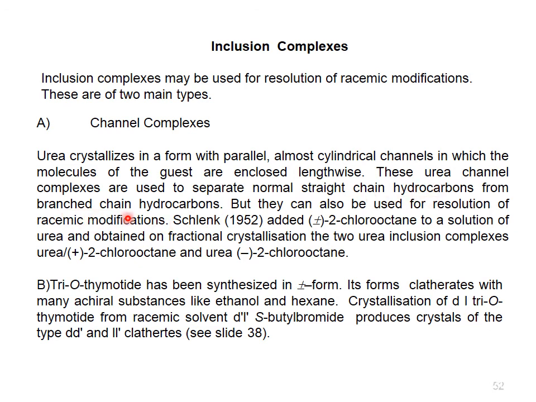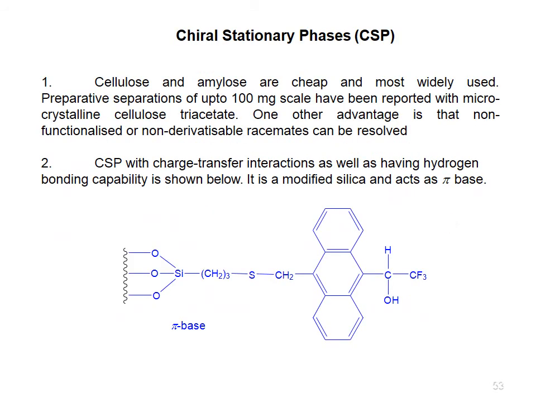Triothiamotide has been synthesized in plus minus form. Its form chelates with many acyl substances like ethanol and hexane. Crystallization of DL triothiamotide from racemic solvent DL S-butyl bromide produces crystals of type DD and LL chelates. Then we use some Karl-Stacey phases.